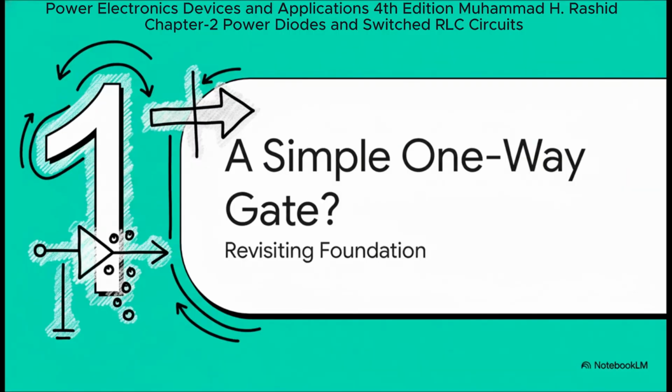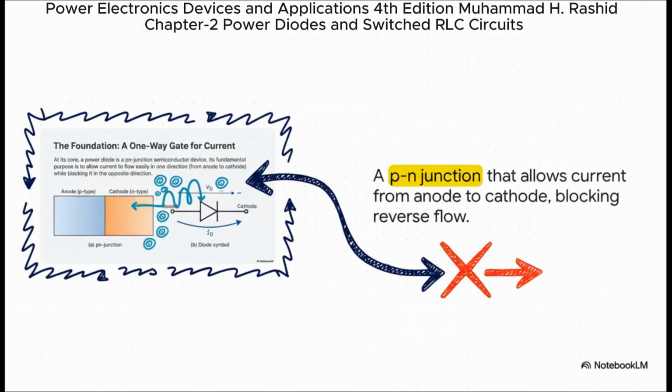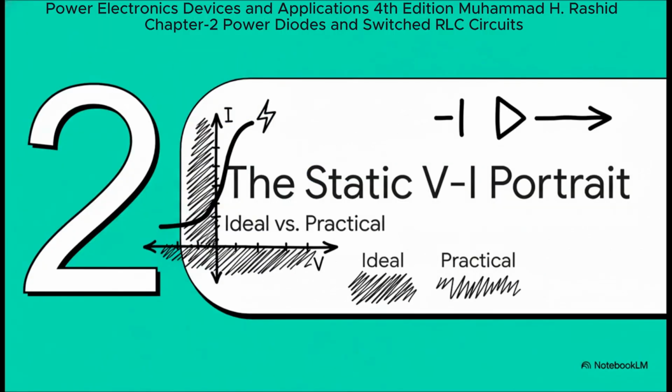What do we all think we know about how a diode works? At its most basic level, we've got this PN junction. It's designed to be a one-way gate, a one-way street. Current flows from the anode to the cathode, no problem. But if it tries to go the other way, the gate just slams shut. Or does it?